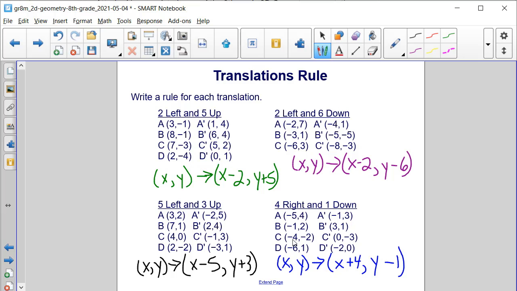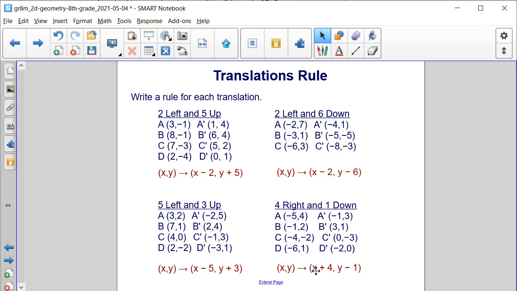Let's see if this rule works for all of the vertices in this set. From negative 5 plus 4 does give me negative 1. 4 minus 1 does give me 3. So it works for point A. Let's look at point B. So negative 1 plus 4 does give me 3. And 2 minus 1 does give me 1. So that also works. Negative 4 plus 4 gives me 0. Negative 2 minus 1 gives me negative 3. Negative 6 plus 4 gives me negative 2. And 1 minus 1 gives me 0. So yes, this rule works for the translation of right 4 units and down 1 unit.